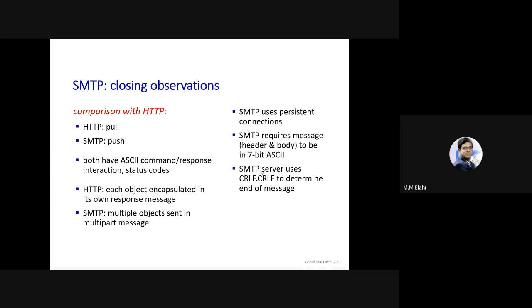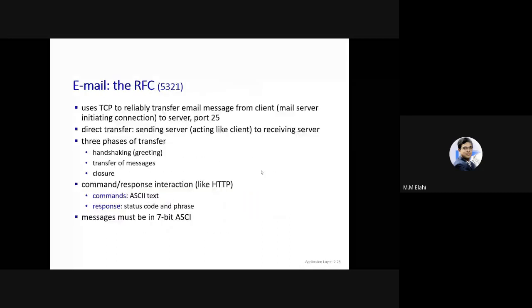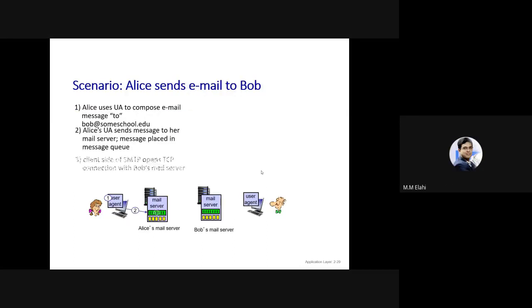But it has some differences to HTTP also, because HTTP is called a pull protocol. SMTP is called a push protocol. See why? In case of HTTP, we request a file. So as a client, it pulls the document from the server, right? In case of SMTP, as we said in the earlier slide, direct transfer, the sending server acts as a client. So there are two servers: the sending server will be the client, and the receiving server will be the server.